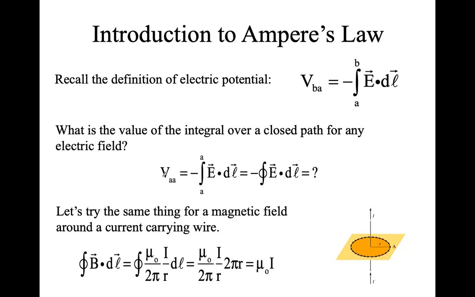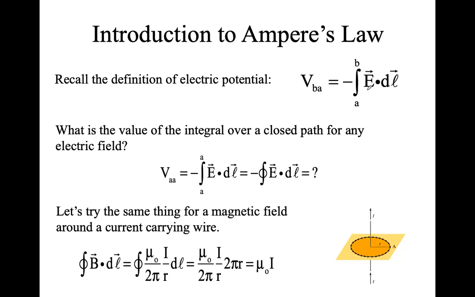Legendre, Laplace, Fourier, all these are mathematicians who lived in the 1800s and were funded by Napoleon to do research. And it's no coincidence. In any event, I want to recall what the definition of an electric potential was.